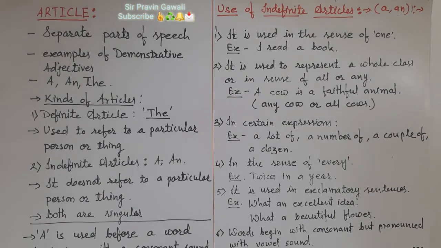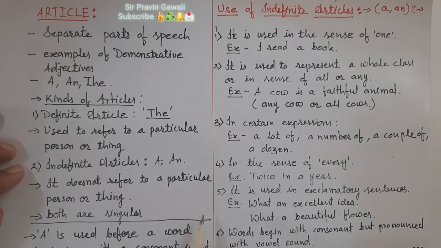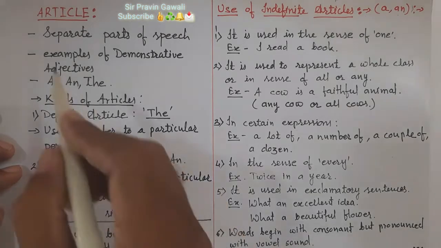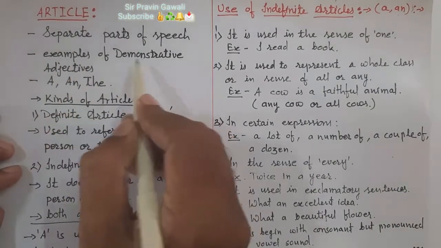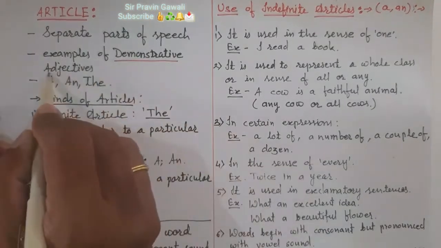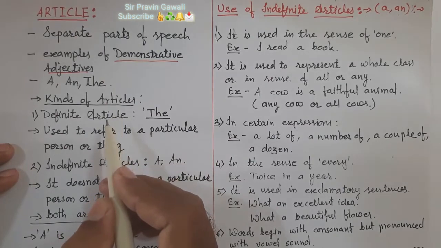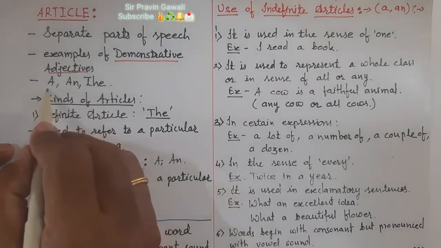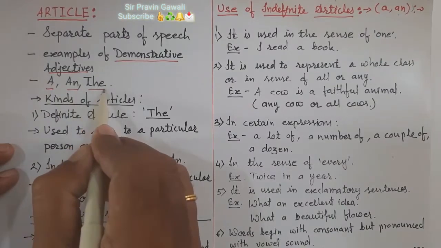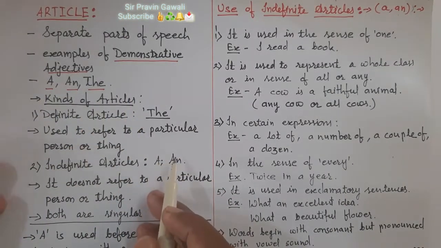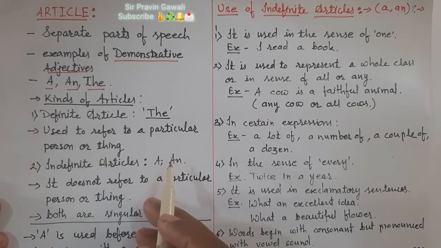Students, let's have more information about articles now. Actually, article is a separate part of parts of speech. Some of the scholars assume that articles are the examples of demonstrative adjective only. Okay? And students, we know that there are three articles: a, an, and the. Let's have the kinds of articles now.